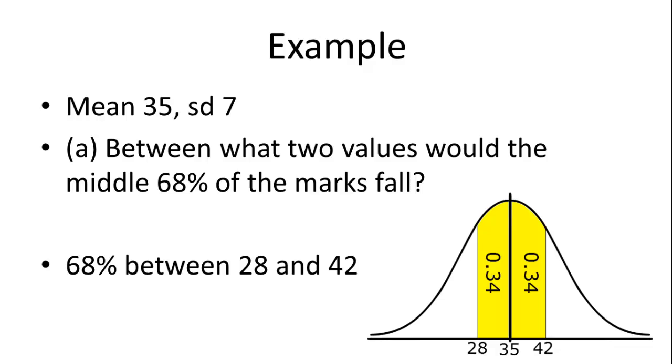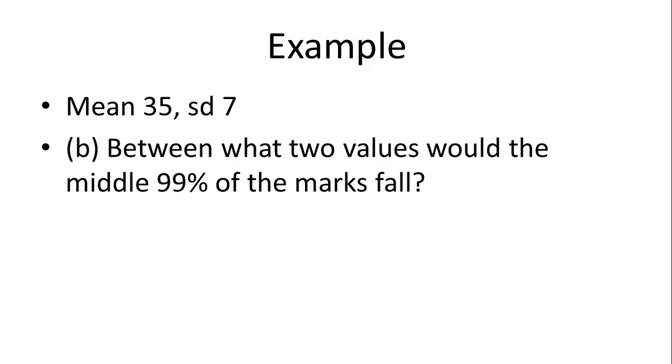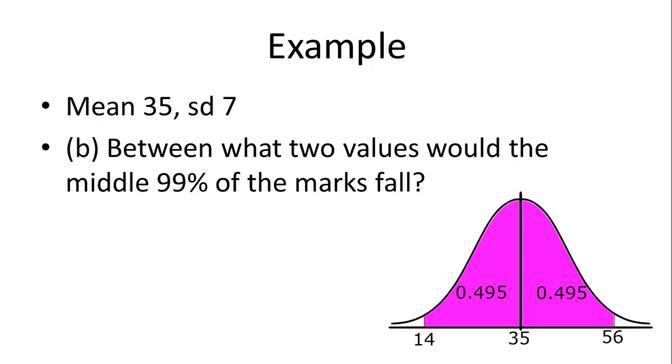Next we'll look at 99% of the marks. Middle area for the 99% of the marks, again, one we should know, within 3 standard deviations. 3 standard deviations being 21. 35 minus 21 for 14, 35 plus 21 for 56. 99% of the marks between 14 and 56.